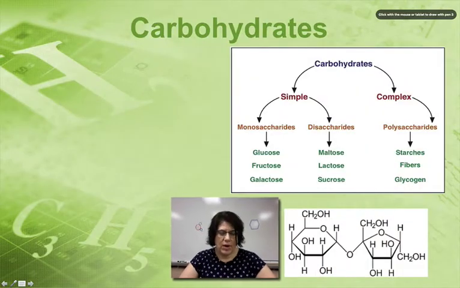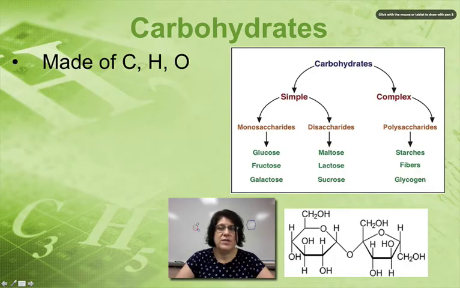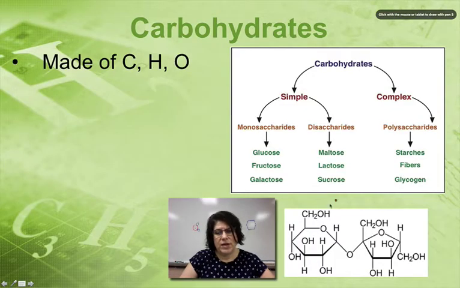All right, so carbohydrates. They are made of C, H, and O. Carbon, hydrogen, and oxygen are the only elements you're going to find in carbohydrates. There's a couple little exceptions, but in general, that's all you're finding. So see in the picture down here at the bottom, you see a bunch of carbons, hydrogens, and oxygens.